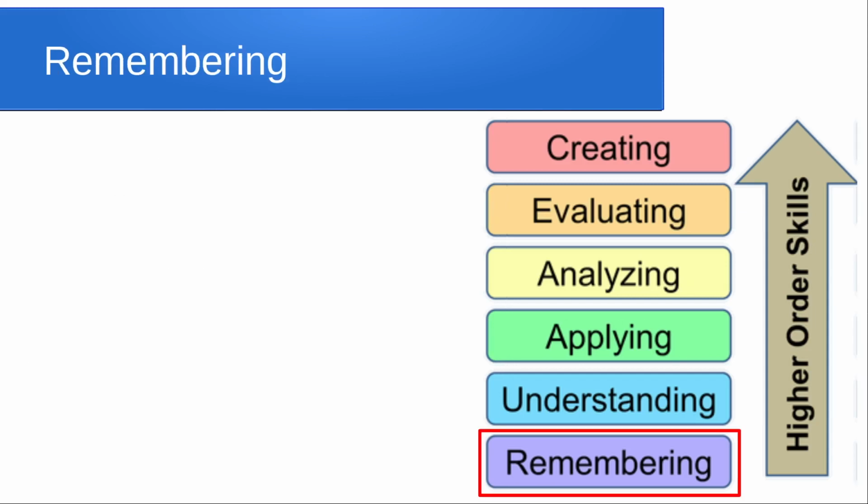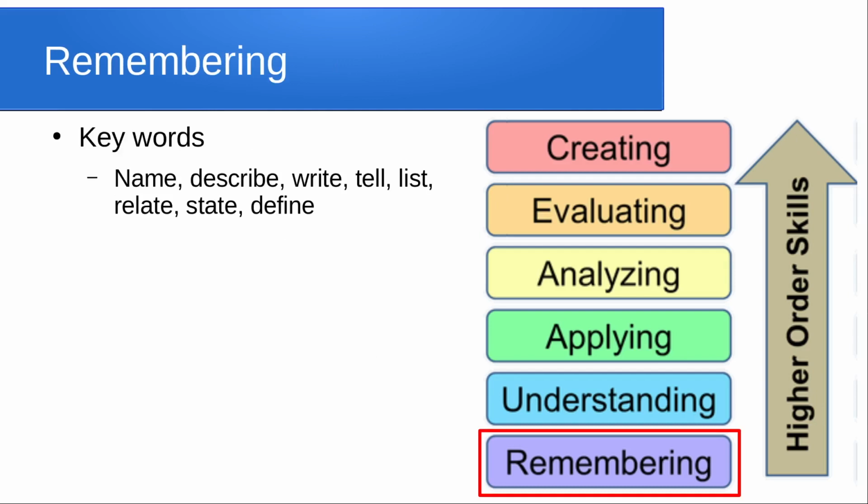So what do we mean when we say remembering? Remembering has these keywords, right? When you look at a task verb that you are given on an assignment task or an assessment, an exam task, anything like that, you may have the keyword name, describe, write, tell, list, relate, state, define. Any of these tell you that actually what the teacher is looking for is to see if you can remember something. Generally, you either know it or you do not.